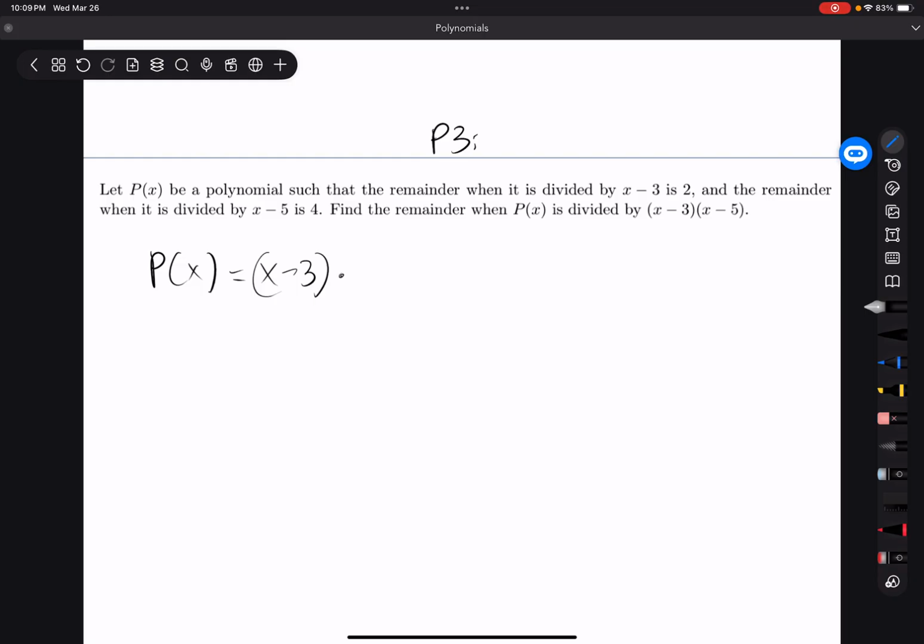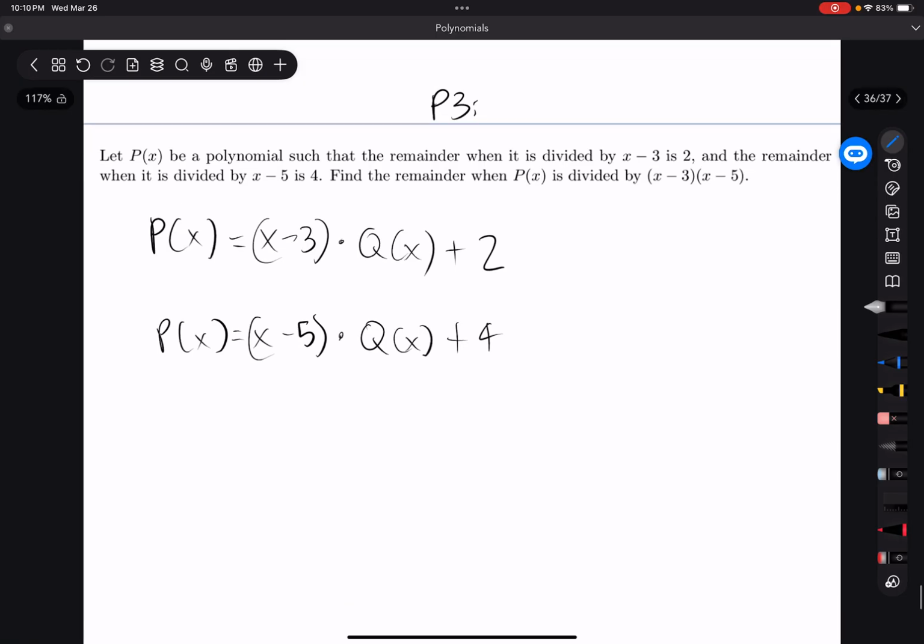times q of x, which we don't know, and this is equal to plus r of x, which is, in this case, 2. And p of x is also equal to x minus 5, which is our d of x, times q of x, which we don't know, and then plus our remainder of 4. What is it when p of x is divided by x minus 3 times x minus 5? So x minus 3 times x minus 5 is our d of x, times our q of x, which we don't know.